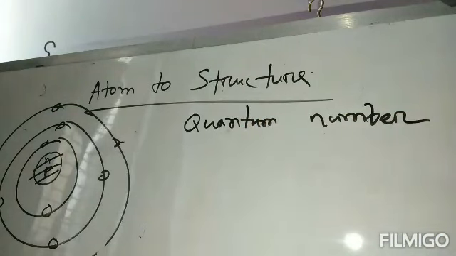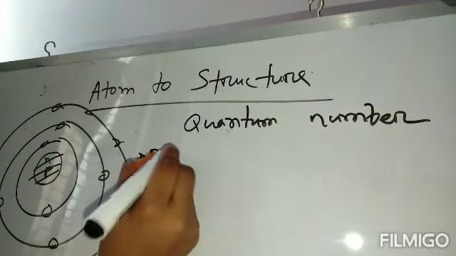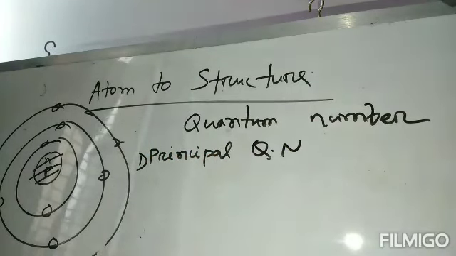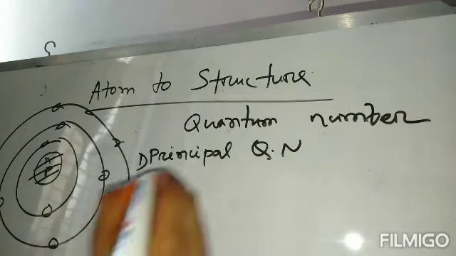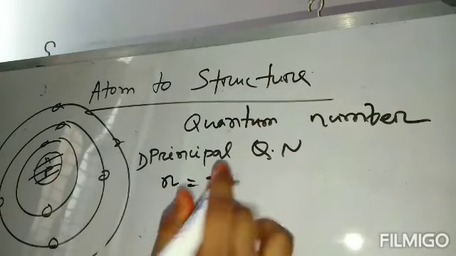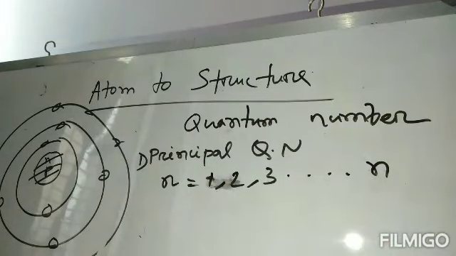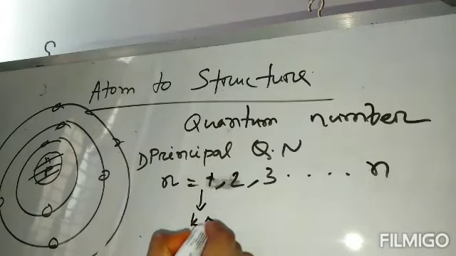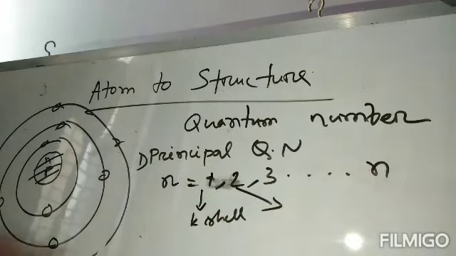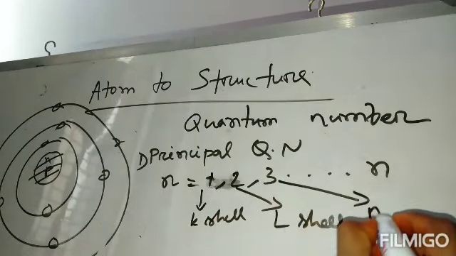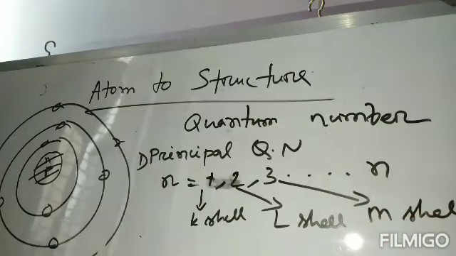So we have four quantum numbers. One is the principal quantum number. It is denoted by small n, and it takes the values 1, 2, 3 up to n. If n equals 1, then it will be the K shell. n equals 2, it will be the L shell. n equals 3, it will be the M shell. Then it will go on as the value of n increases.